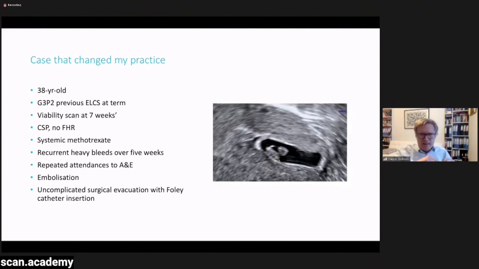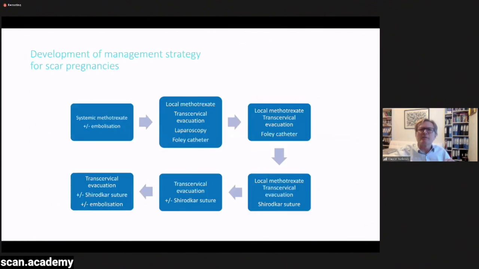So she was embolized, she came back to casualty. And I said, this doesn't make sense anymore. Why don't you try to evacuate this pregnancy? So I did evacuate this pregnancy. I was quite scared. The evacuation was done under laparoscopic guidance.